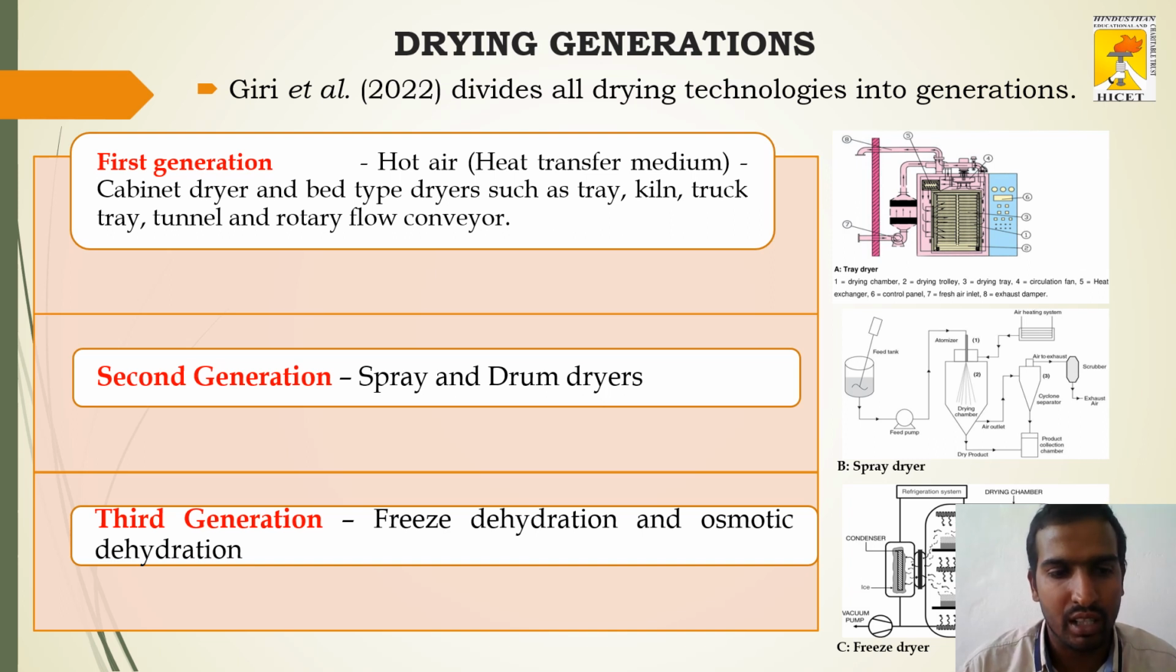And coming to the third generation, that is freeze dehydration and osmotic dehydration. Freeze dehydration and osmotic dehydration also give quality products, and the retention of quality is higher, but the capital cost is higher compared to the other types of dryers.